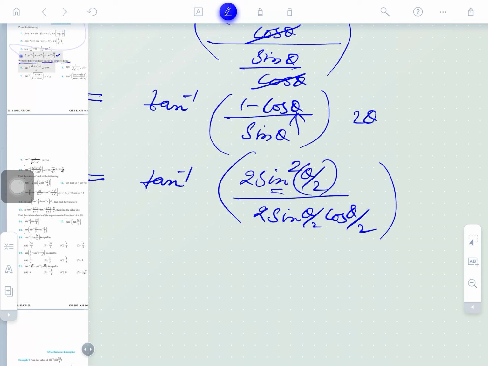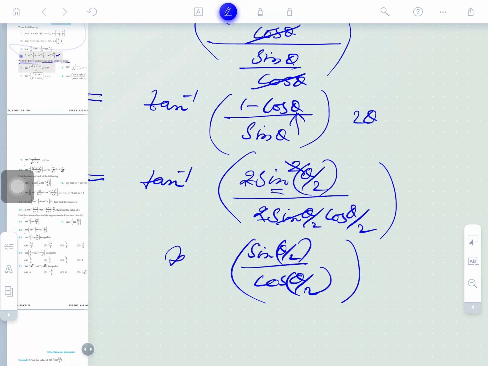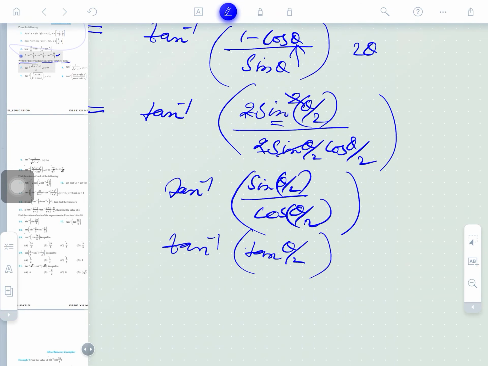So 2 is here, the sine cancels, 2 cancels. Here will be sine of theta by 2, and here cos theta by 2. So sine of theta by 2 over cos theta by 2 gives tan inverse of tan theta by 2. Look, now the situation is simplified.